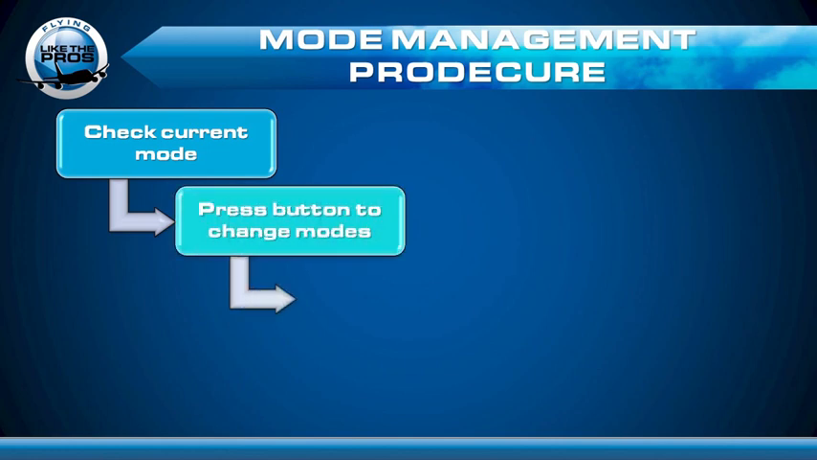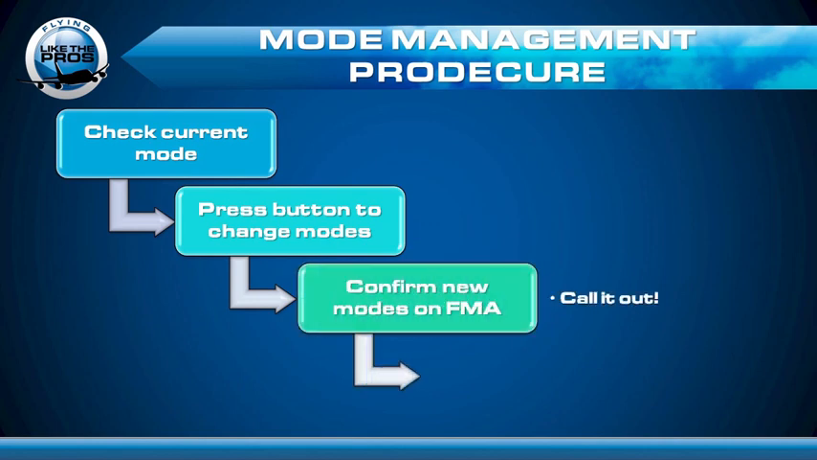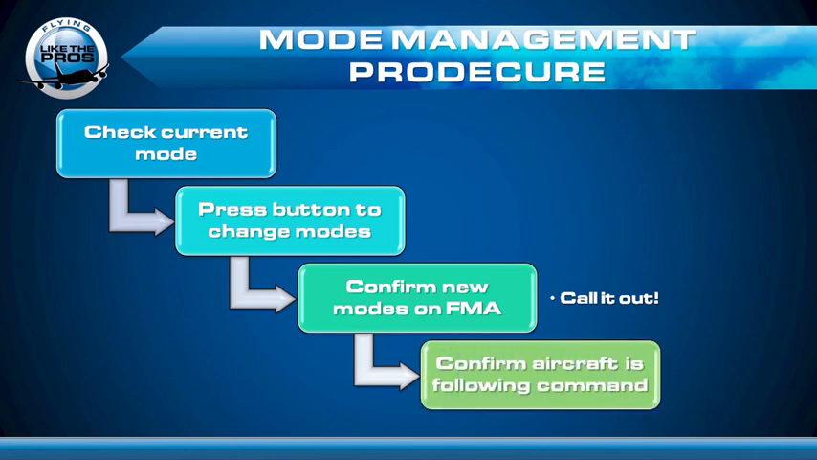Second, press the button to change to the desired mode. Third, confirm the new flight mode annunciators. Make sure you got what you selected and call them out. Fourth is really important. Make sure the aircraft is actually doing what you programmed it to do. And if it's not, fix it. I can't tell you how many times the FMAs have been right, but the autopilot was in flight director mode, or for some crazy reason, it was simply doing the wrong thing.